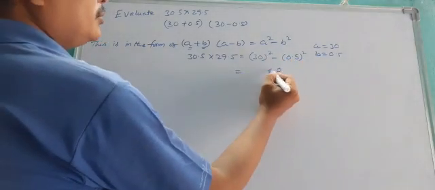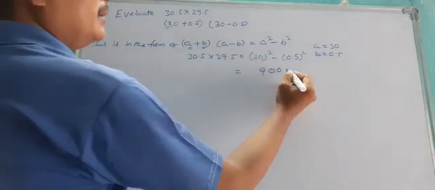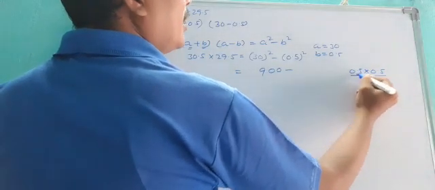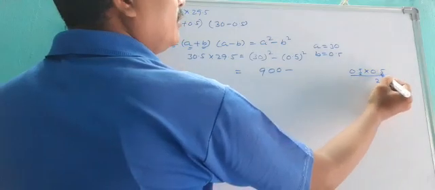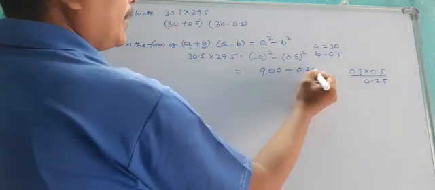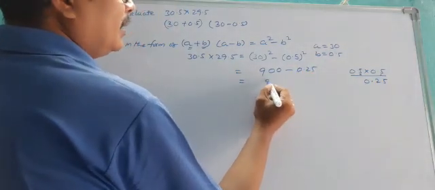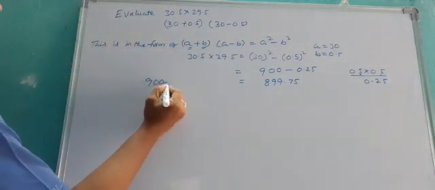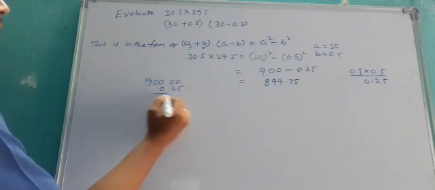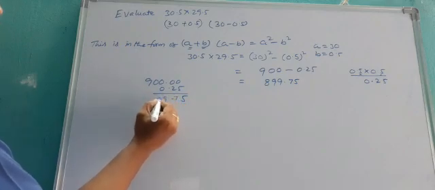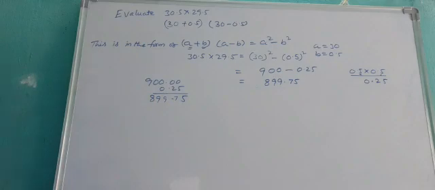30 square means you write first two zeros, 3 square means 9, so 900. 0.5 whole square: 0.5 into 0.5, 5 5s are 25. Point after one digit, totally 2 digits, so 2 digits after the point. That means 0.25. Subtract it. So 900 minus 0.25. 10 minus 5, 5. 9 minus 2, 7. 9 is there, 9 is there, 8 is there. So totally 899.75.